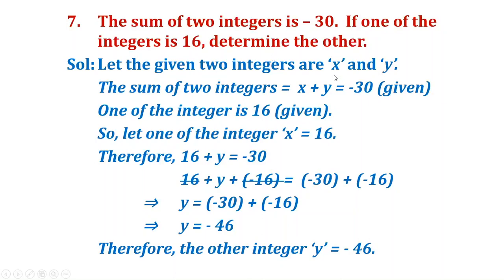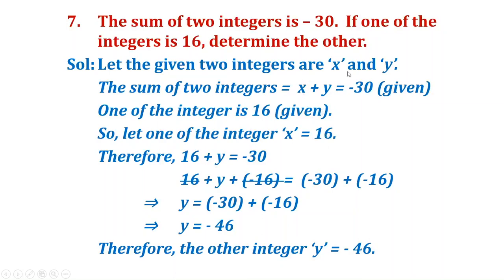So from the first sentence we can write it as: the sum of two integers, x plus y, is equal to minus 30. It is given in the first sentence. But in the second sentence, if one of the integers is 16, it means one of x or y is given. So let it be x. I am taking x is equal to 16 and writing 16 in place of x.